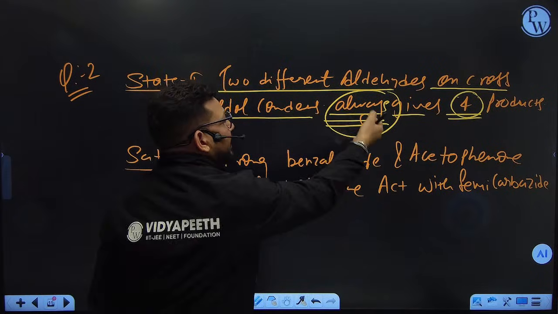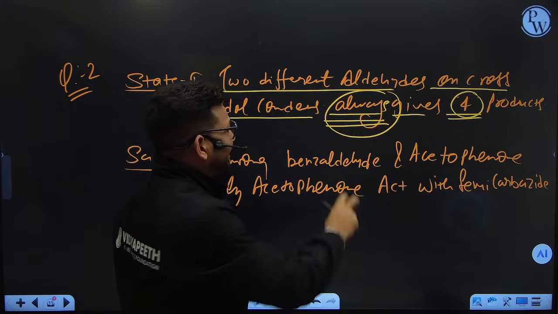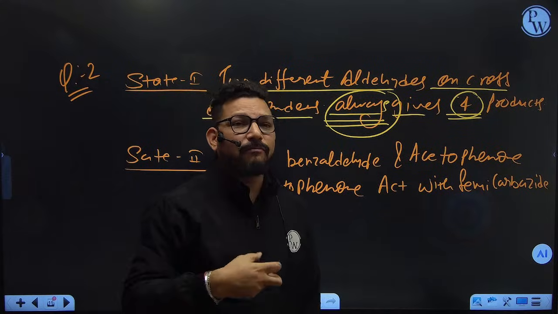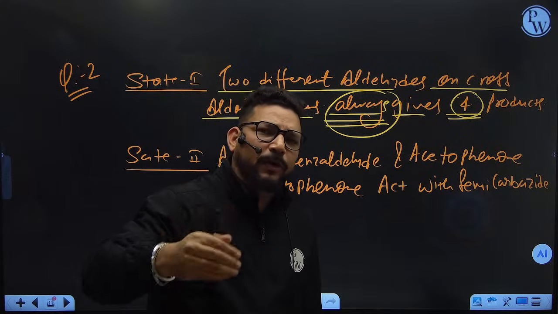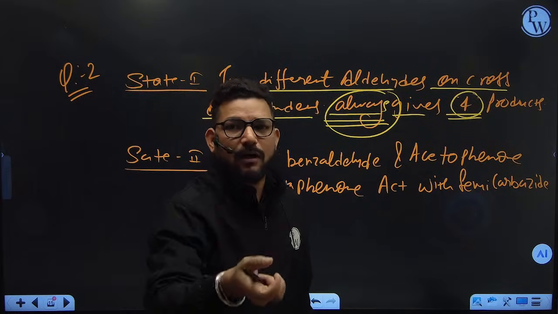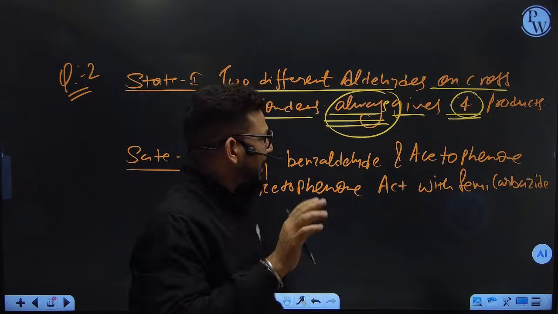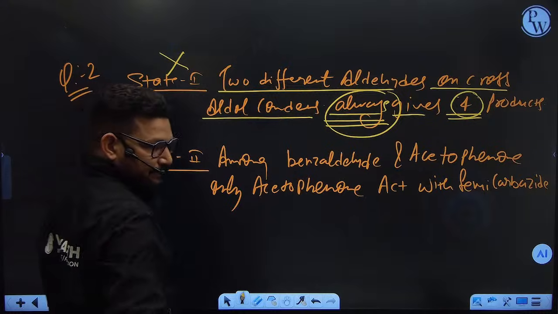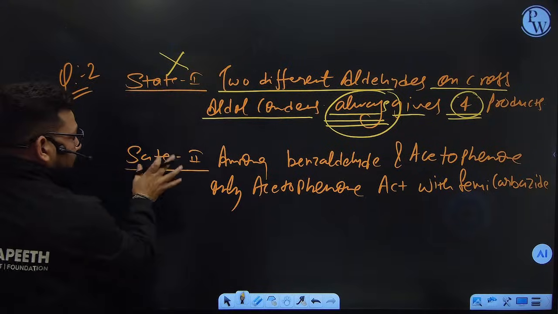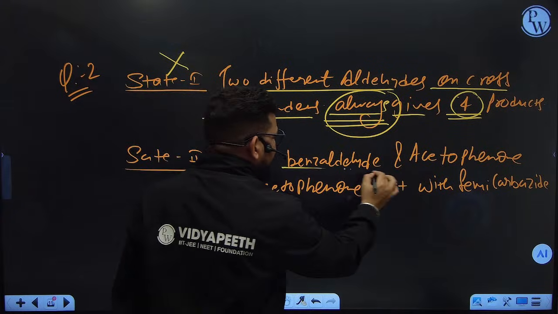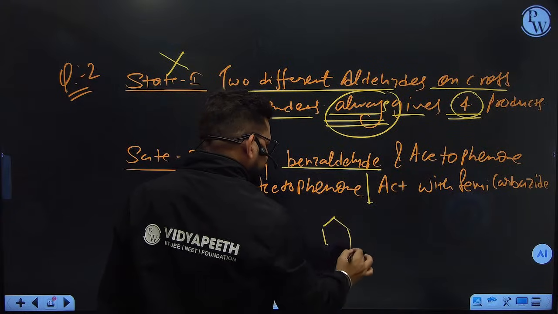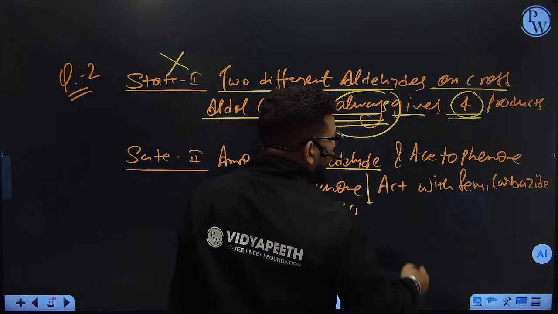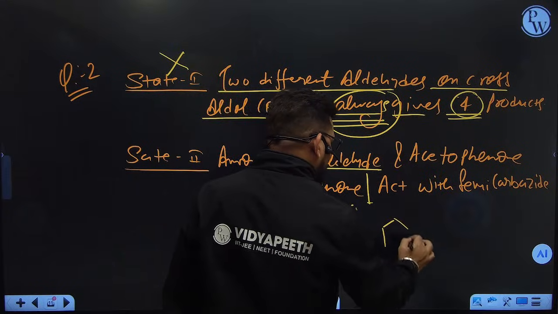If the word always is not there, then definitely this option would be correct, but it is written here always. That means not less than 4, not more than 4. But we know that in many aldol condensations, more than 4 products are also possible when we include optical and geometrical isomerism in the reactions. So that's why we can say the word always is not correct. Then statement number 1 is wrong. Correct? Now we can move toward statement number 2. Among benzaldehyde and acetophenone, acetophenone is also there.